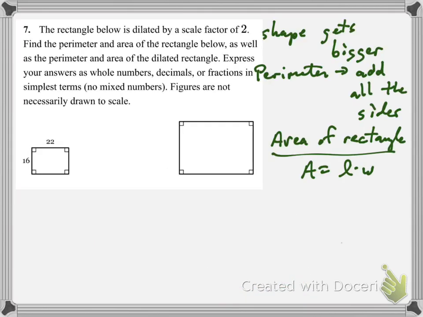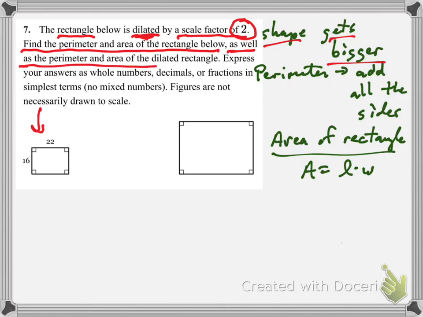Okay. Now, this time, we have a rectangle. It's dilated by a scale factor of 2. Now, this 2 right here means the shape gets bigger. All right? Find the perimeter and the area of the rectangle below, so that one, as well as the perimeter and area of the dilated rectangle. So, this one.